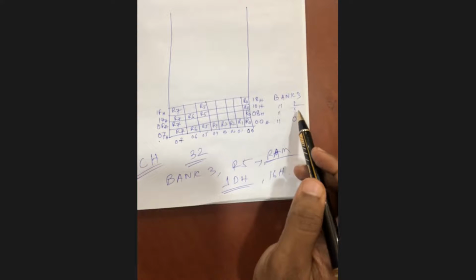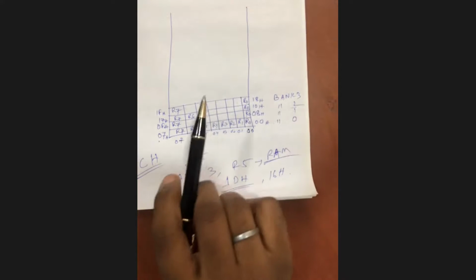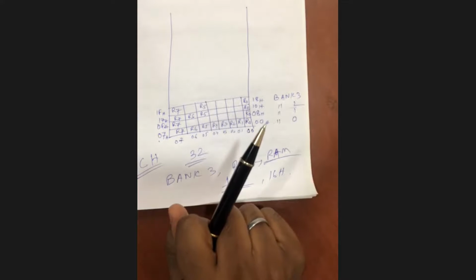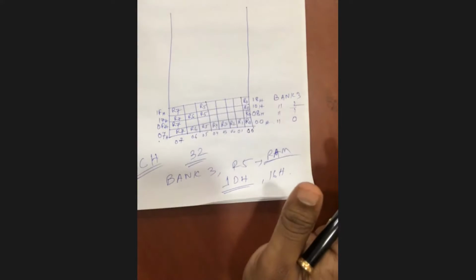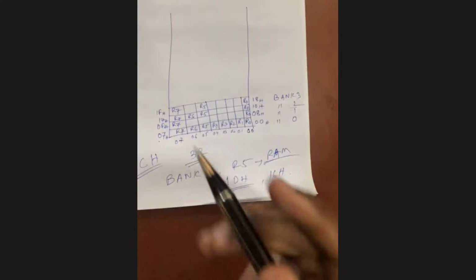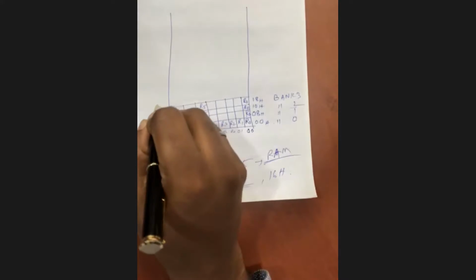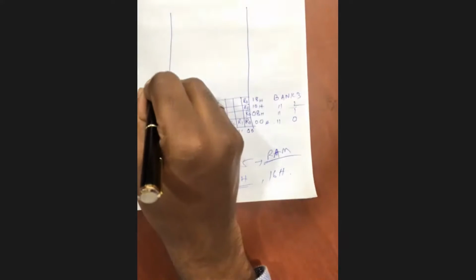That is bank 0, bank 1, bank 2, and bank 3. There are 4 banks, each with 8 registers of 8 bits, so a total of 32 registers where you can store data. Next, locations from 20 to 2F.